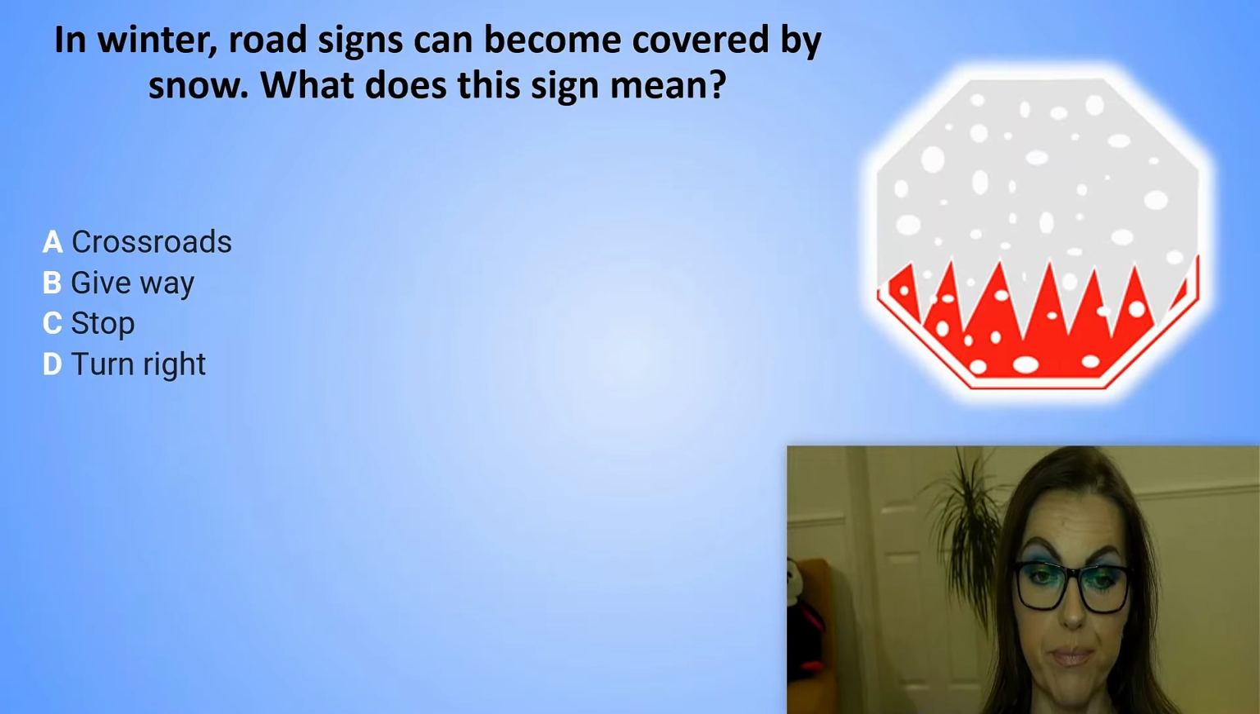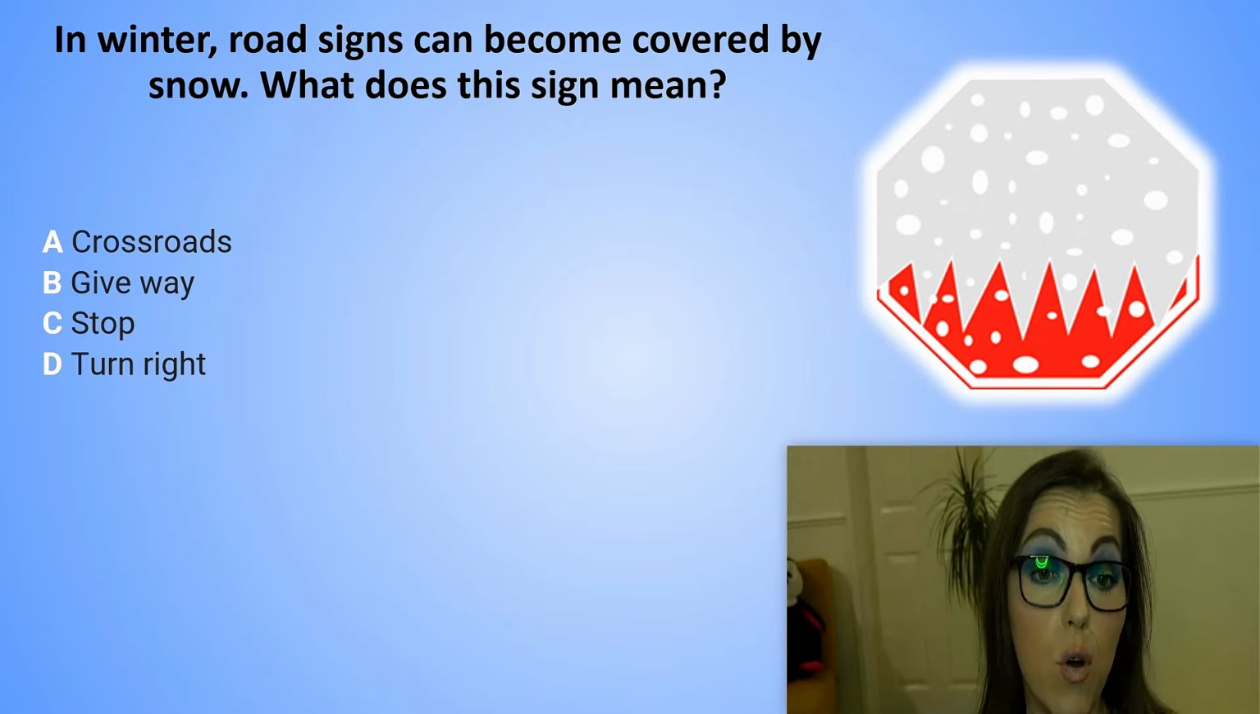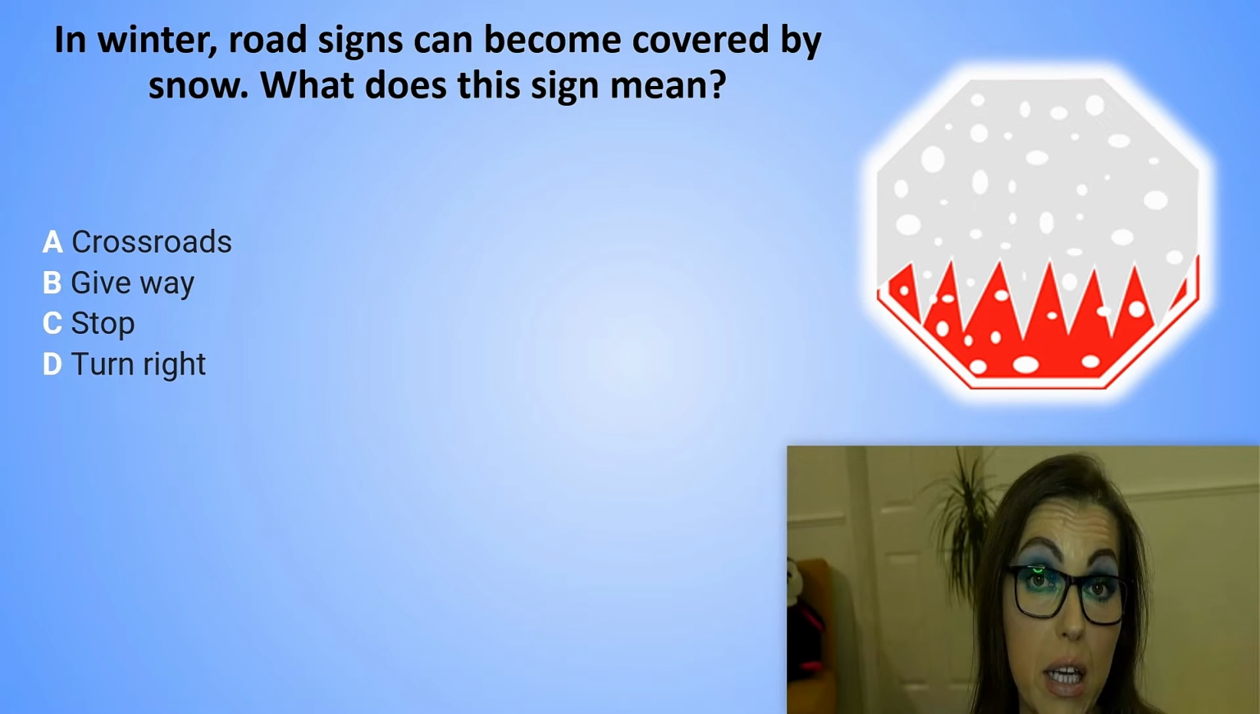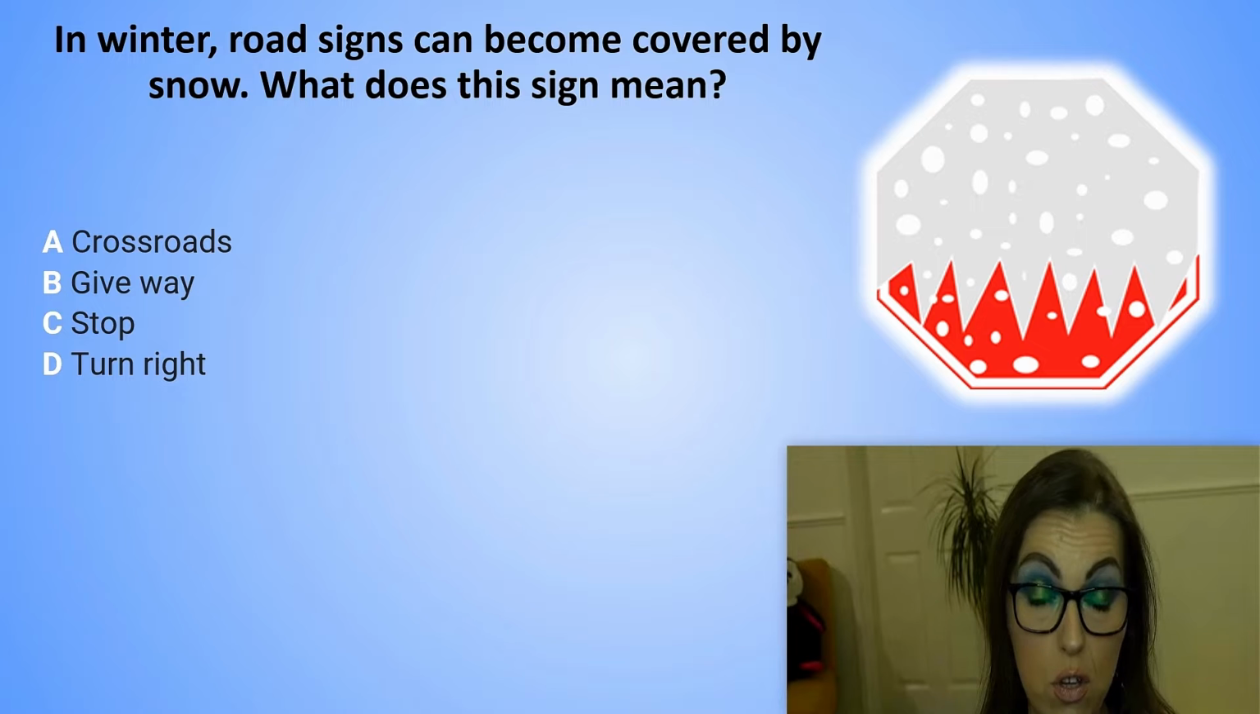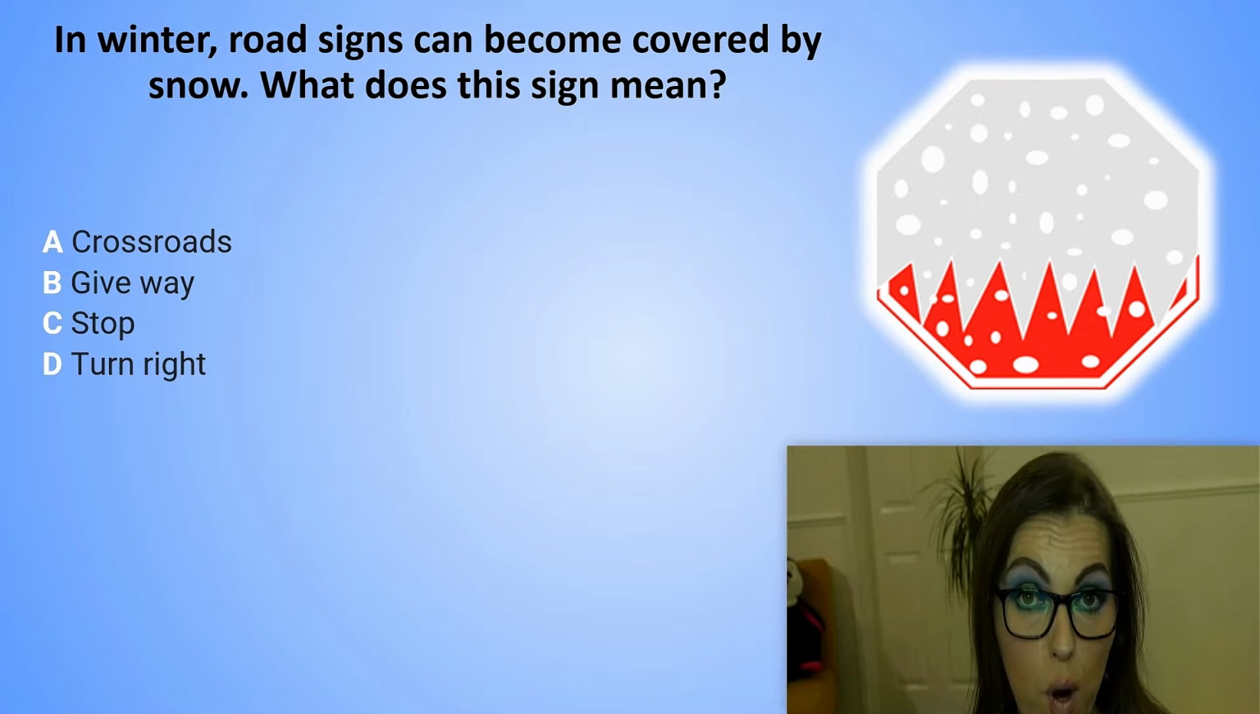Next question. In winter, road signs can become covered by snow. What does this sign mean? A. Crossroads. B. Give way. C. Stop. Or D. Turn right.